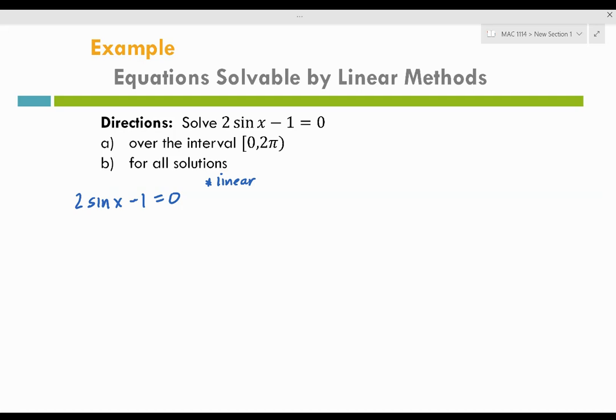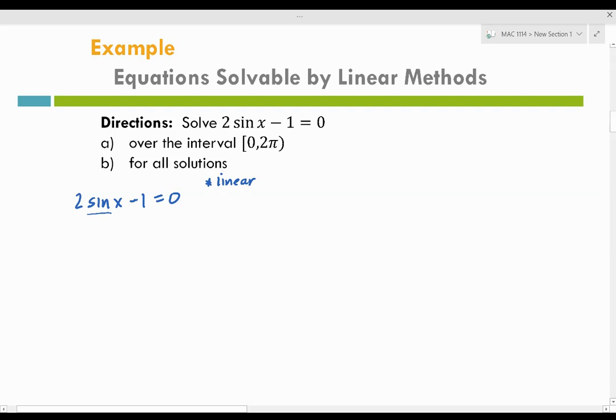The second thing they told us to determine was how many trig functions are present. So the only trig function I see here is sine. There's nothing else there. There's no tangent, no cotangent, none of our other 5 trig functions. So I'm good to go. I can go ahead and solve this for sine x. So my goal is to isolate that by itself.